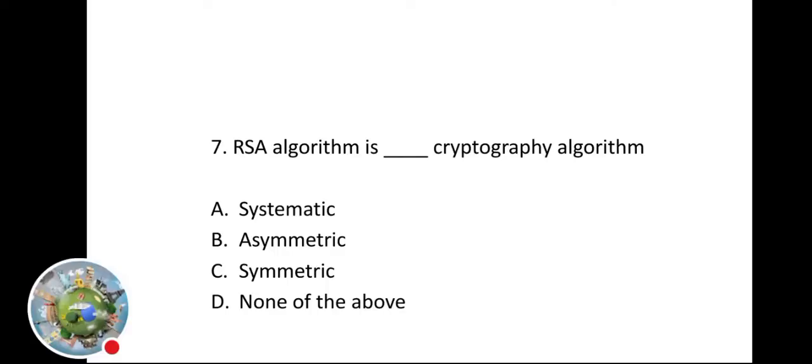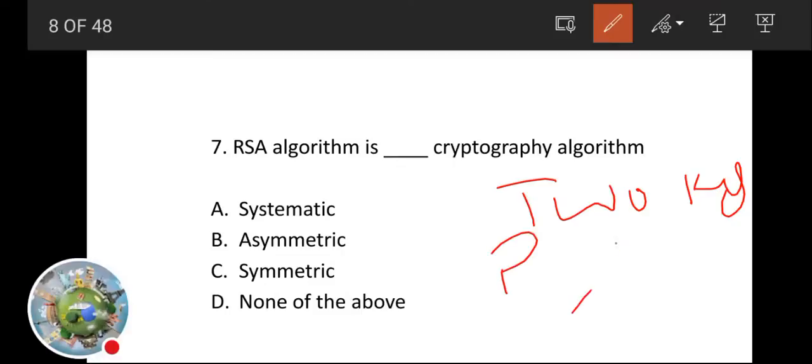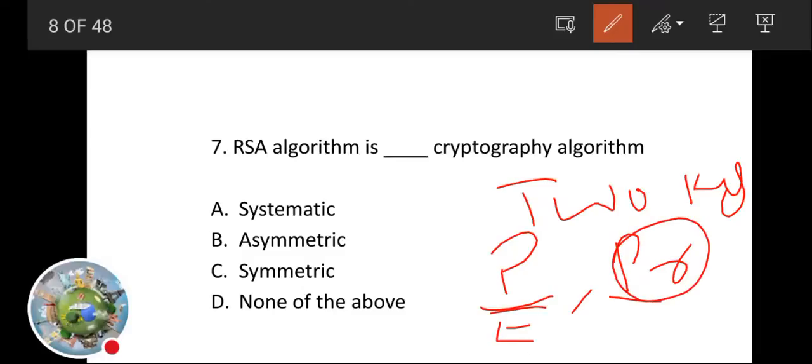RSA algorithm is a dash cryptographic algorithm. Symmetric. Why is it symmetric? RSA algorithm uses two keys. One is the public key, another one is the private key. The public key is used by the sender to encrypt the message. The private key is used by the receiver to decrypt the message. So answer C is correct. Symmetric.